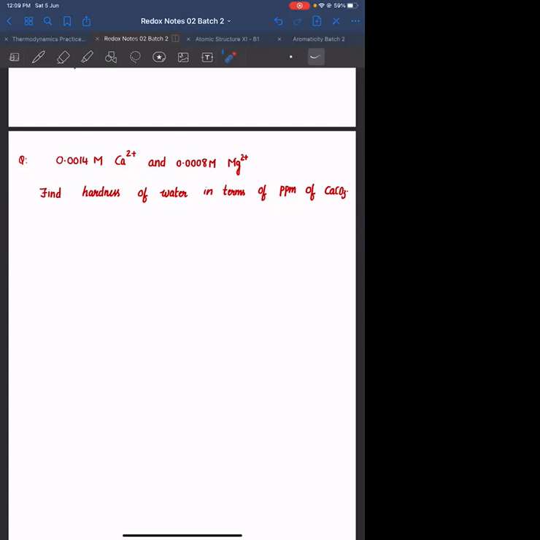And in this case, ये जो parts per million है, this is weight by weight parts. Weight by weight parts का मतलब क्या है? Weight of CaCO3 divided by weight of solution into 10^6. Try to solve this question.